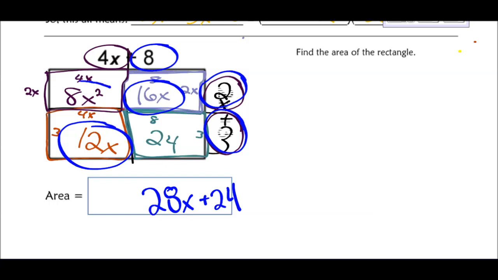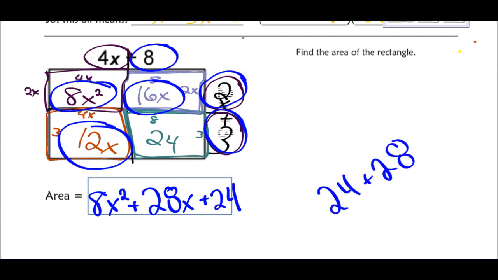And this 8x squared also doesn't combine with anything. I'm going to write it in front just because that's the biggest exponent. Usually you'll see that decrease in exponent, but it doesn't matter which order it is. You could write it like this. Those are the exact same thing. Yeah, Brian.